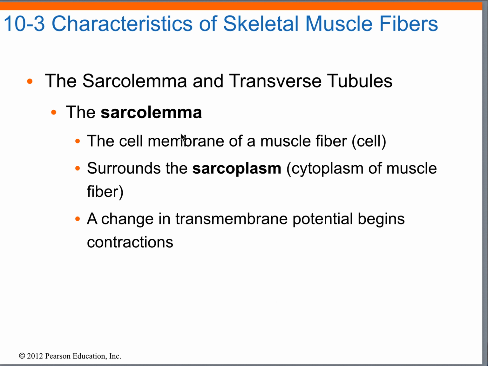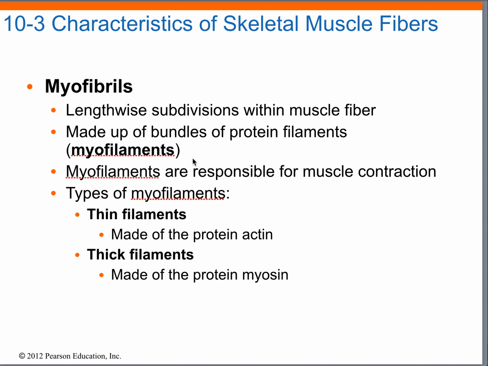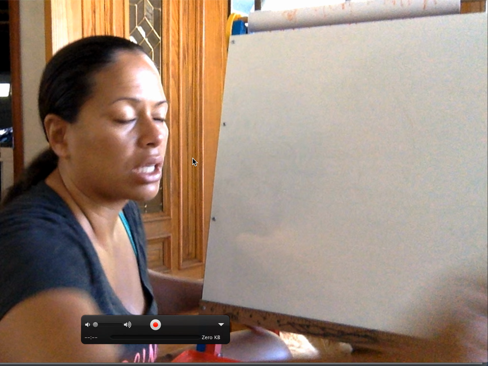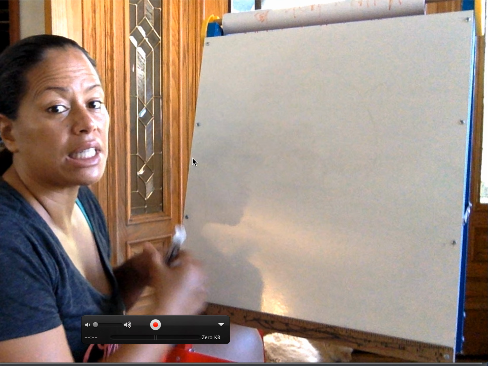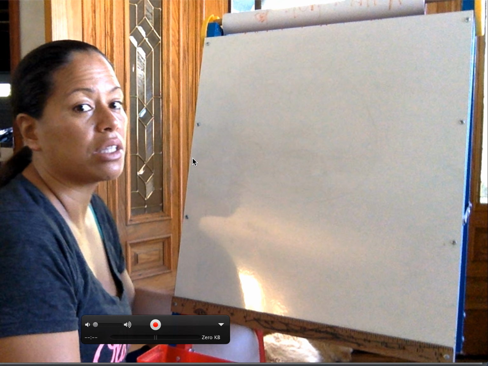So sarcolemma was the membrane. Sarcoplasm is the same thing as the cytoplasm for a regular cell, but because it's muscle, anytime you see sarco, it's referring specifically to the muscle cells. Tubules, we're actually going to cover some of these terms right now. I want you to memorize this. So this is the entire pathway. It's basically the whole chapter.